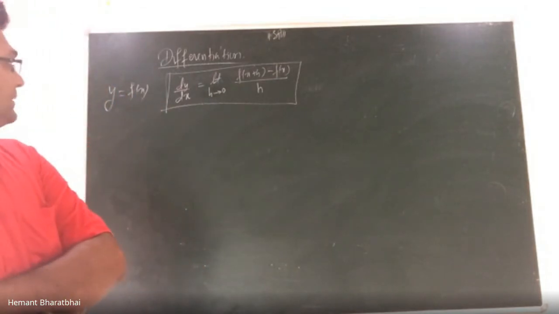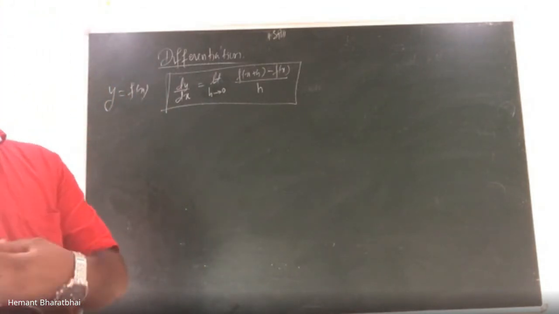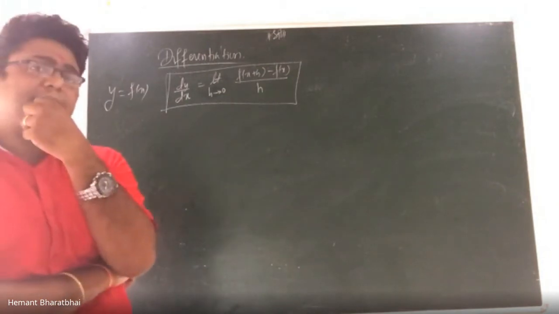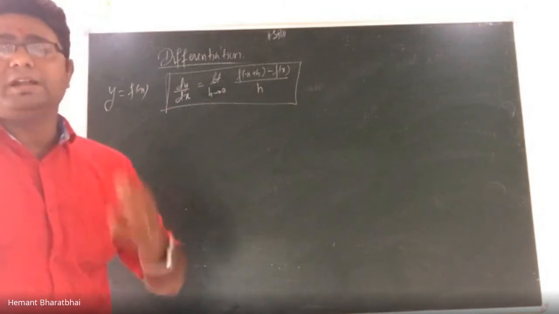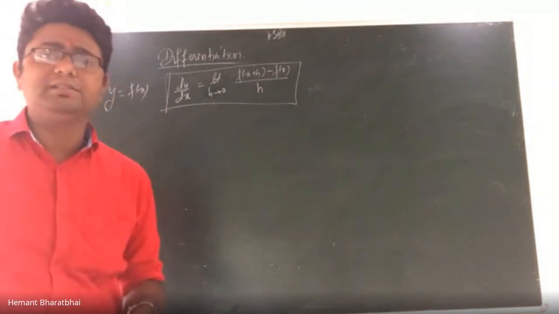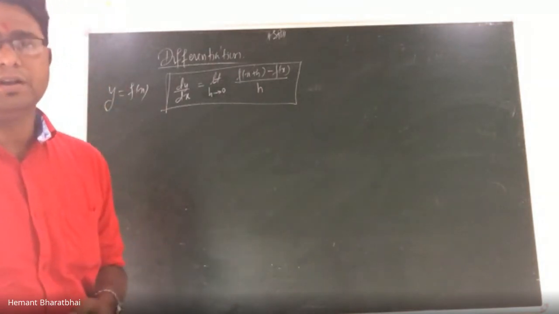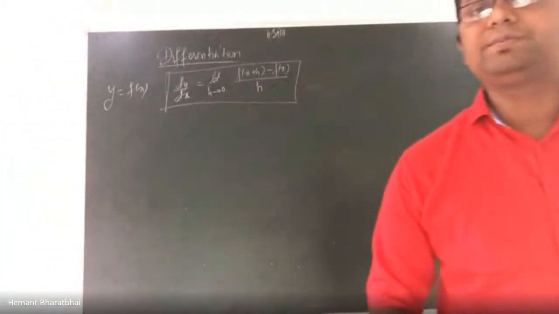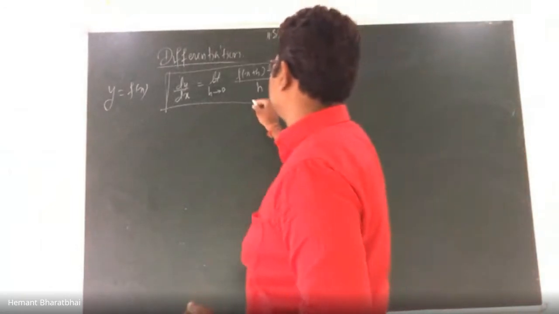Why? Because I am writing dy by dx. Dy means infinitesimal change in y. Dx means infinitesimal change in x. So when I am talking about infinitesimal change, the change is very, very small. How do you tell in mathematics that the change is very small? By using this symbol.